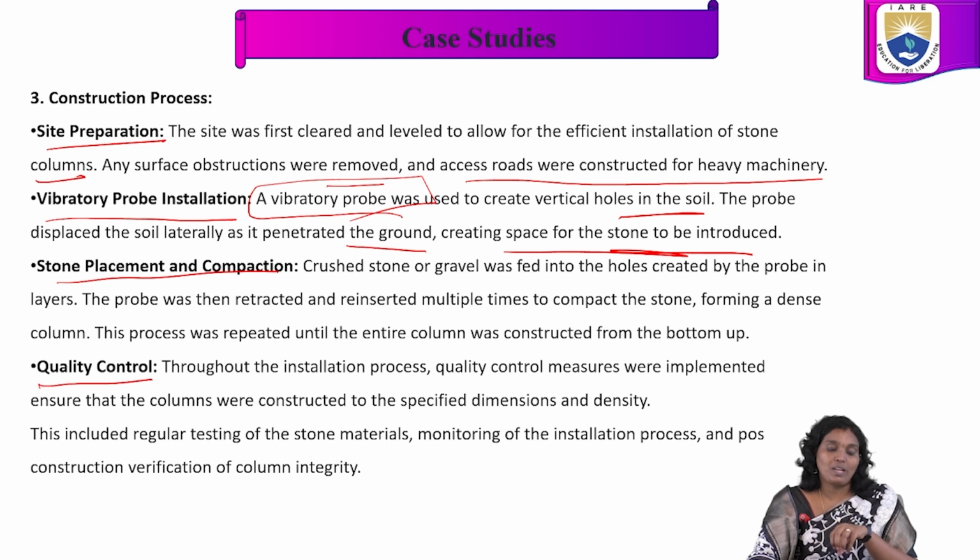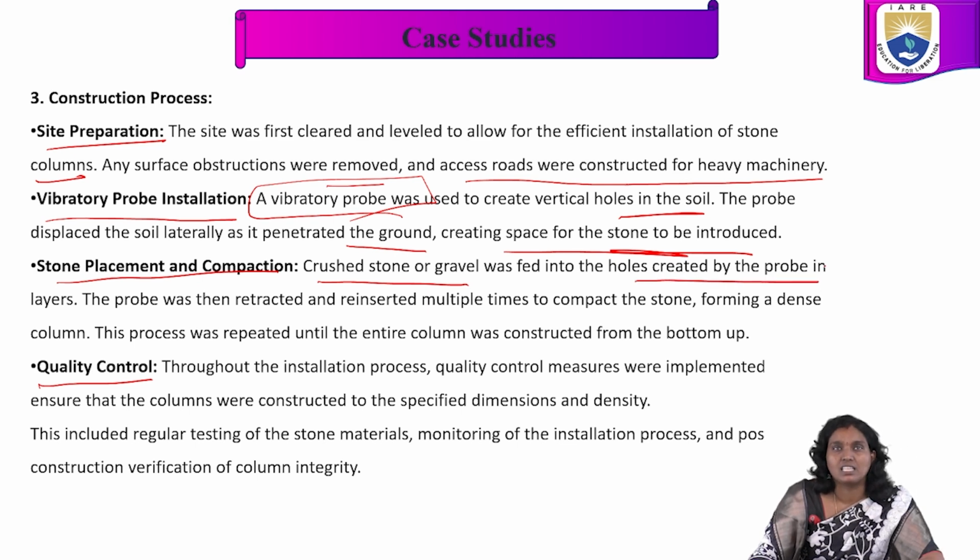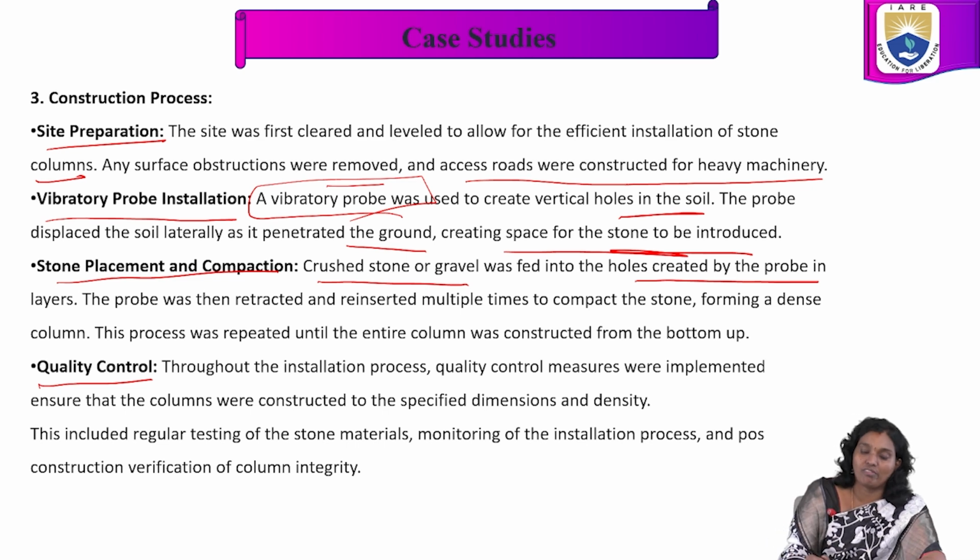Now, stone placement and compaction. Crushed stone or gravel was fed into the holes created by the probe in layers. The probe was retracted and reinserted multiple times to compact the stone, forming a dense column. Because of this process, for getting the dense column, the process was repeated until the entire column was constructed from the bottom up.